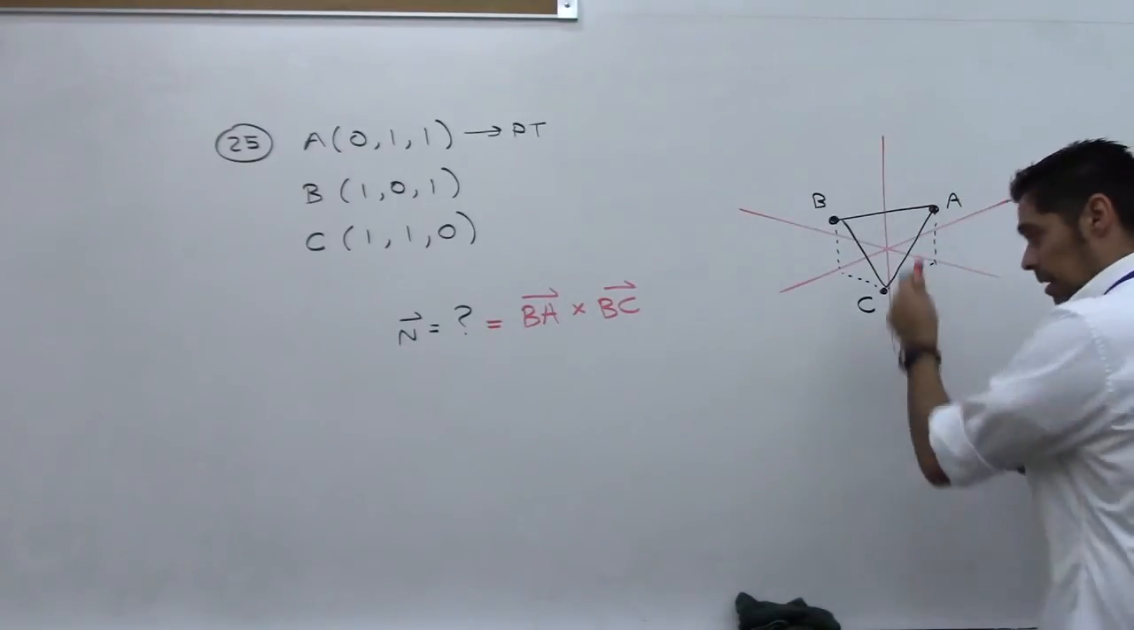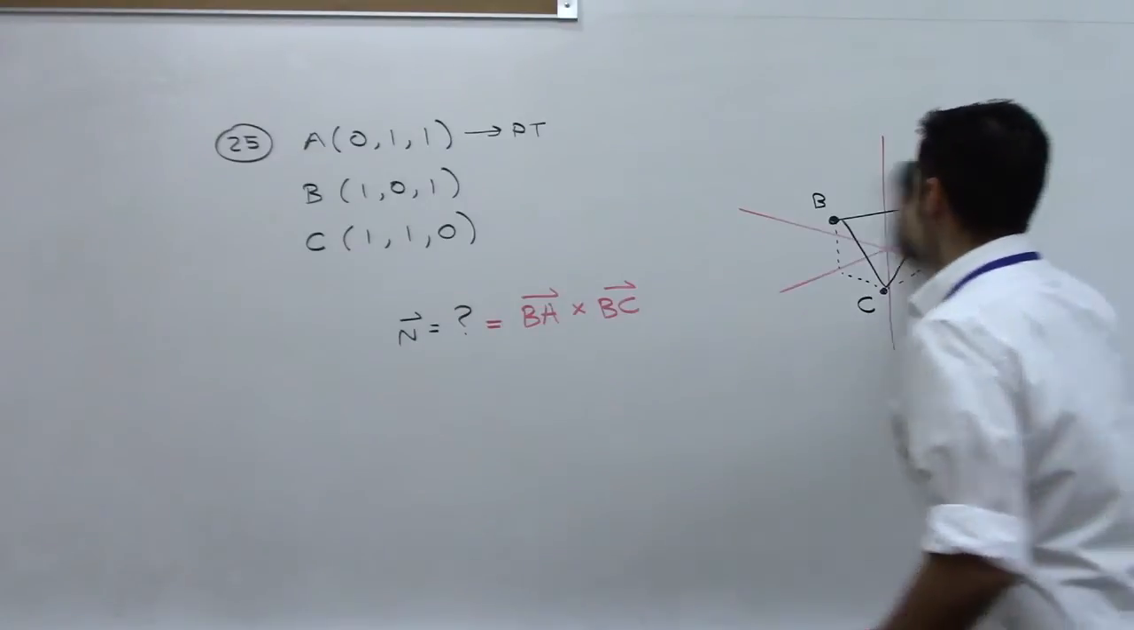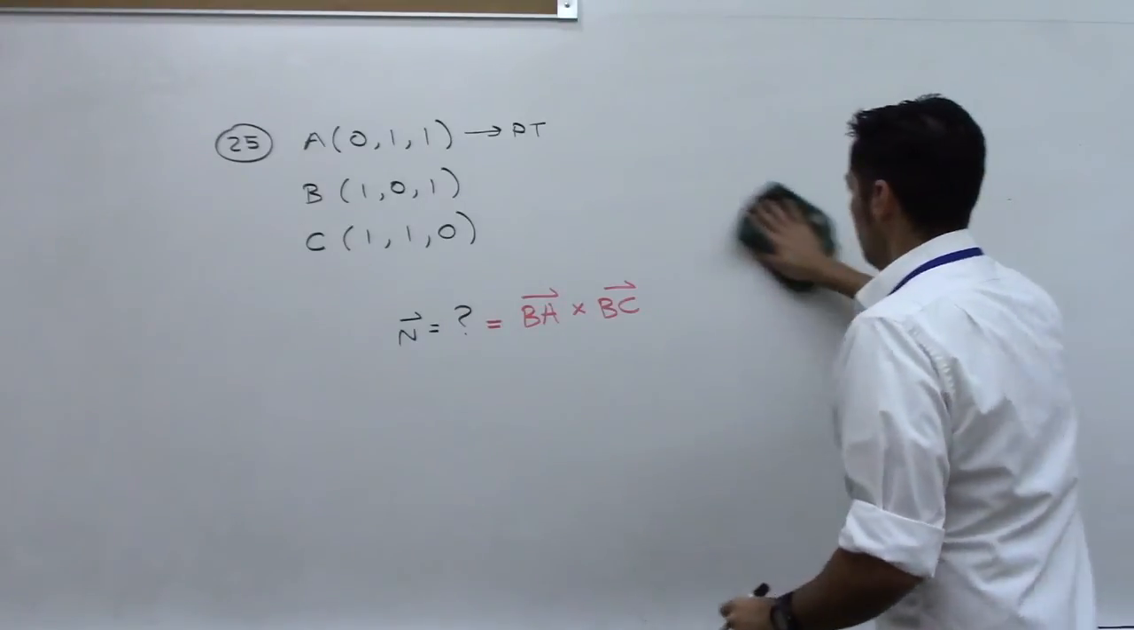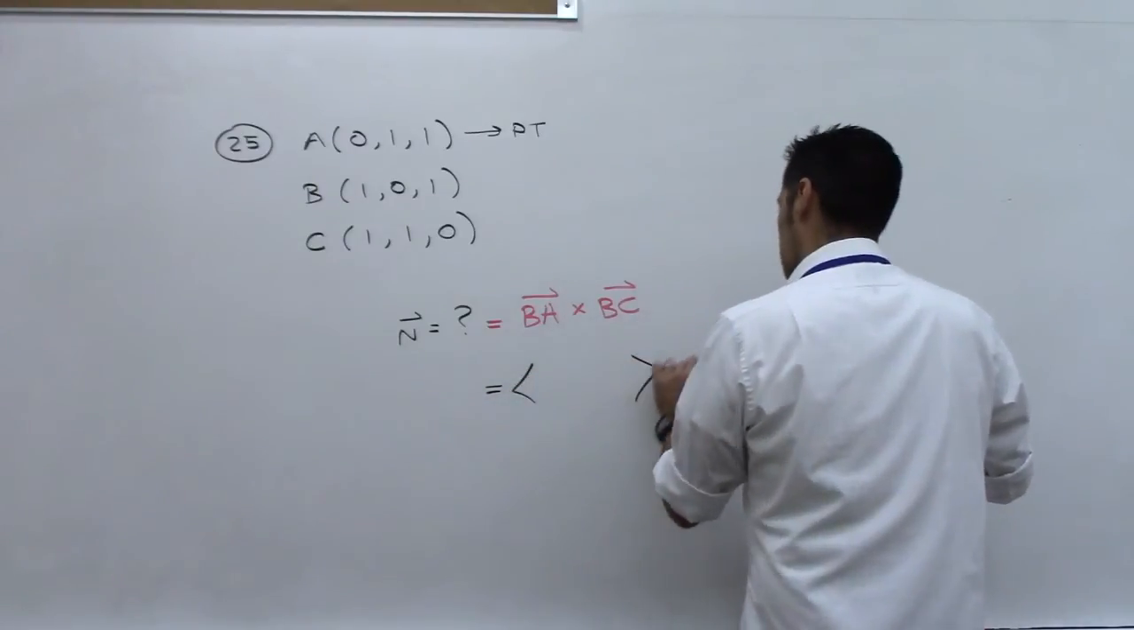Again, I apologize about my crappy drawing to start. So I need to actually come up with some vectors here. So what is the vector that goes from B to A?